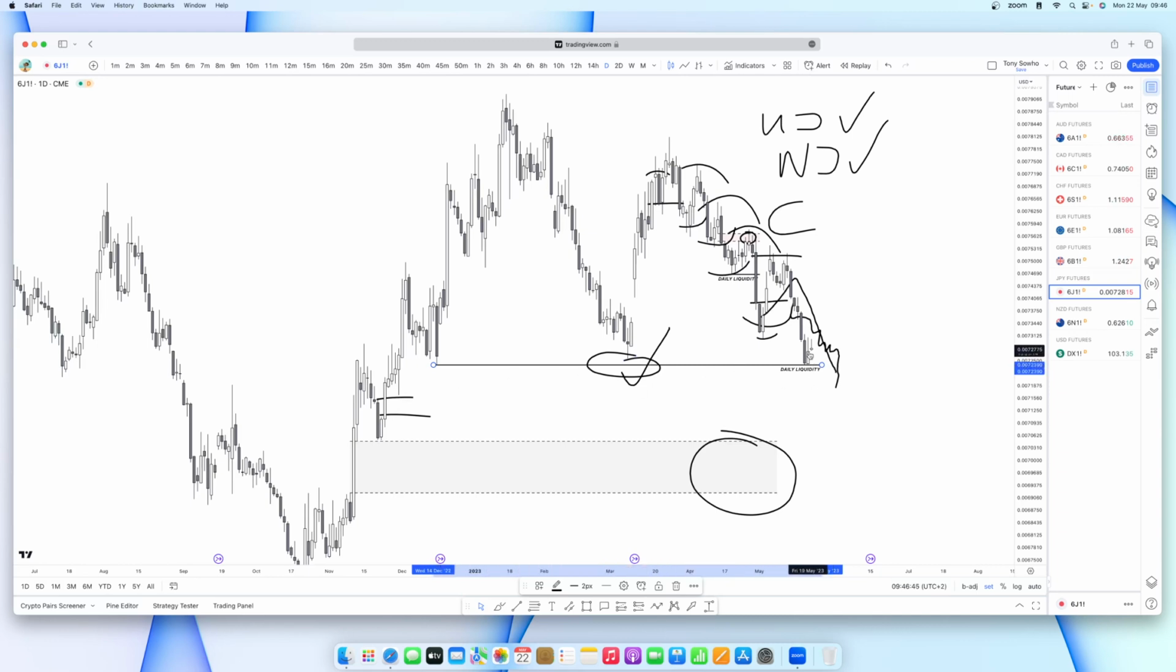The institutions are going to take out this liquidity to the downside. I don't know how quick it's going to be, but I'm definite they're going to take out this liquidity.